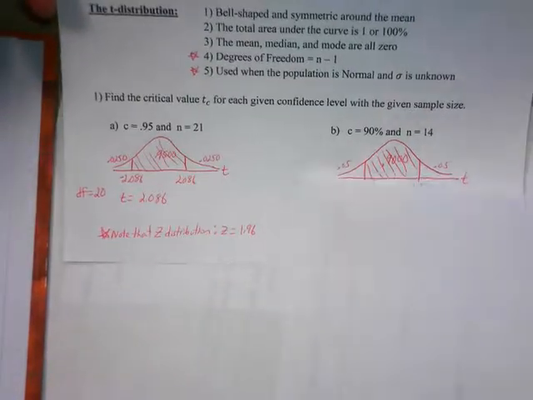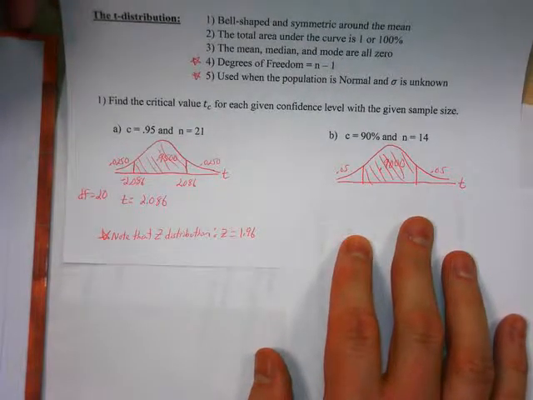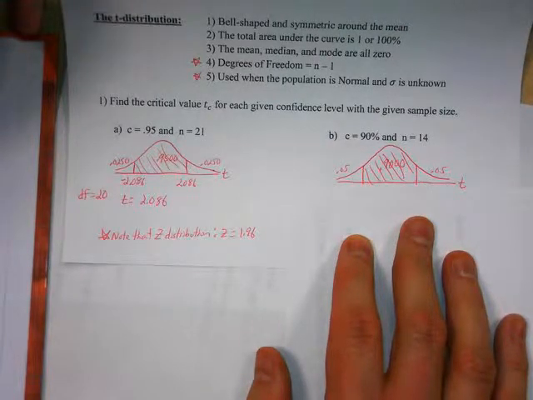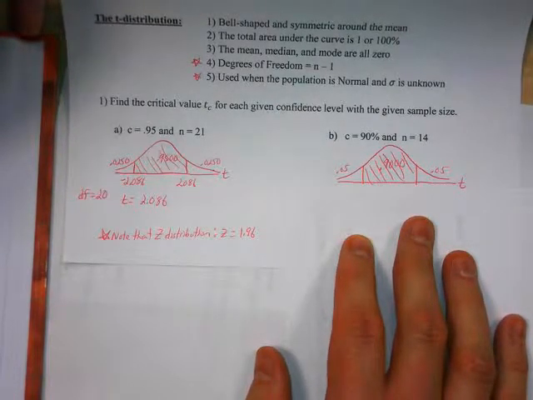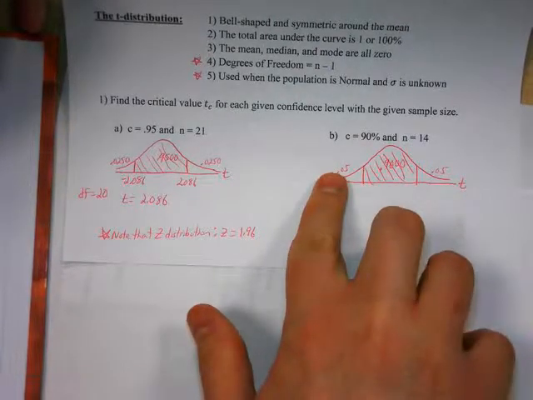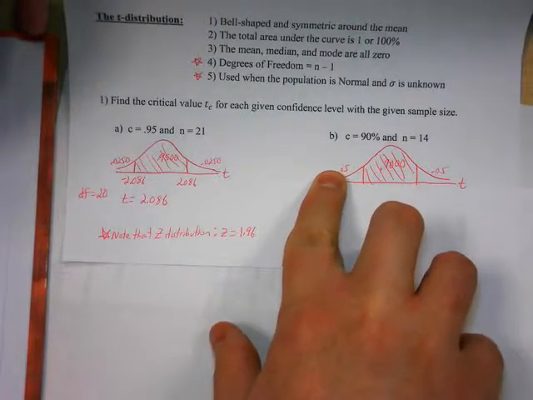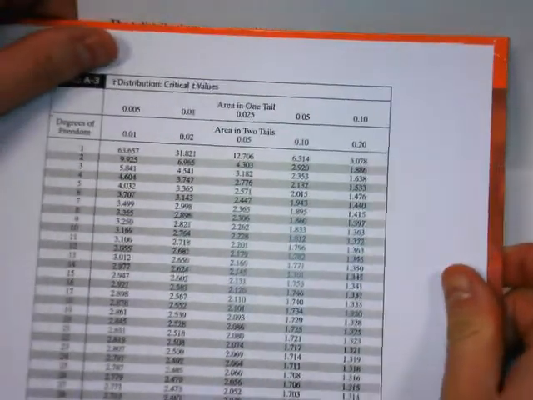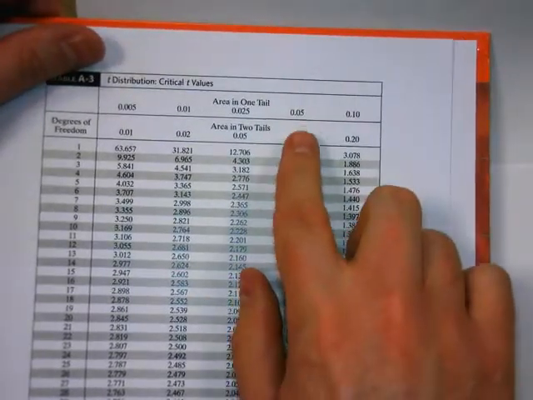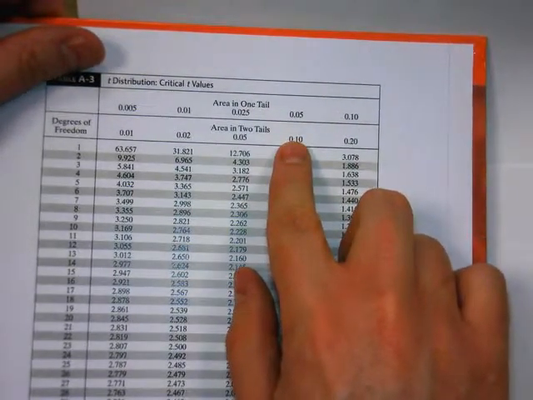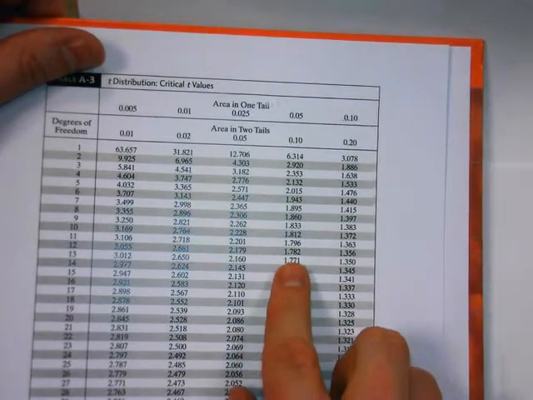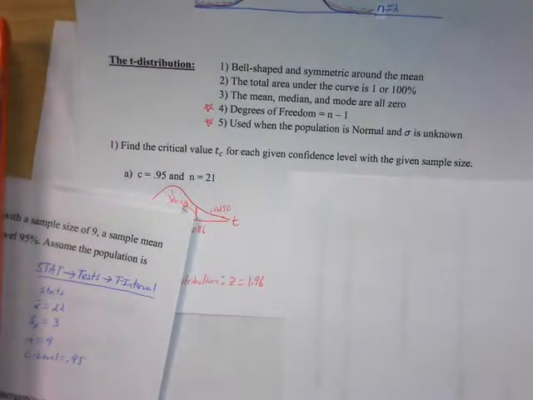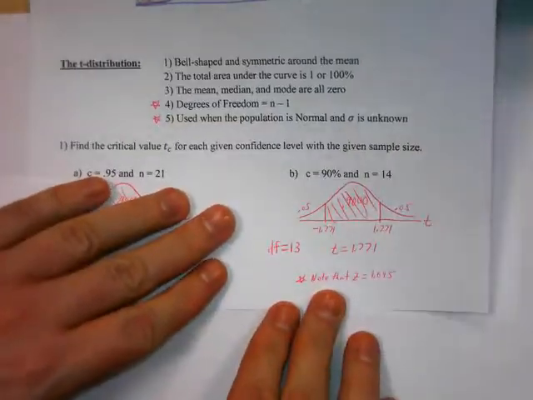In the next example, here we want a 90% confidence level with n equals 14. So we're going to have 13 degrees of freedom, and we have either 0.05 in one tail or 0.10 in two tails. So we're looking at 0.10 in two tails down to 13 degrees of freedom, 1.771. So that's where this is coming from.